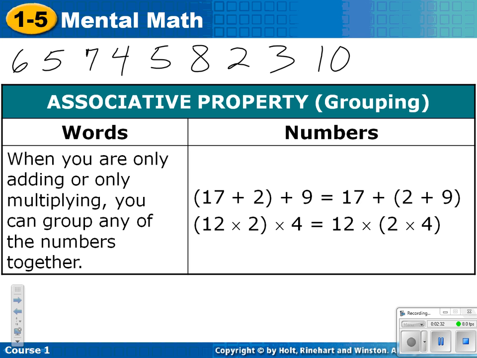It doesn't matter what order I add these up in. Some of you are going to want to do this. You want to go 6 plus 5 is 11, plus 7 is 18, plus 4 is 22, plus 5 is 27. Watch this.